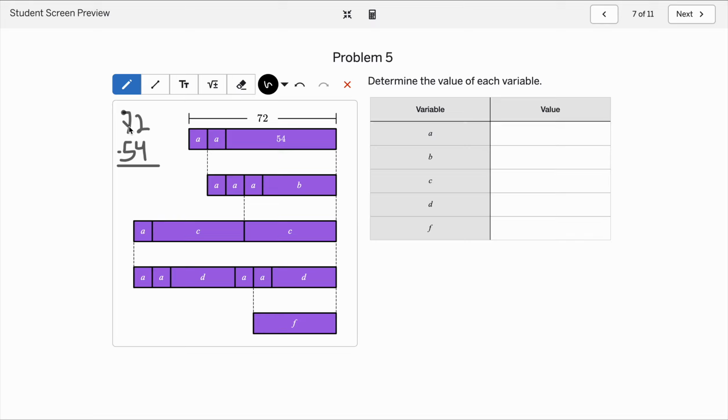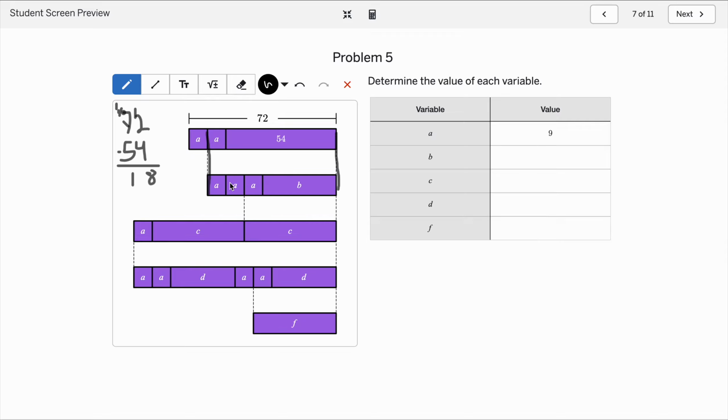Okay, so I have to borrow, so that's 6, and that's 12, and that's 8, and that's 1. So 18 has to be divided evenly into 2, so that means that A is equal to 9. And then from there, you should be able to figure out the rest of this, because you know that this second one is the exact same length as this right here.